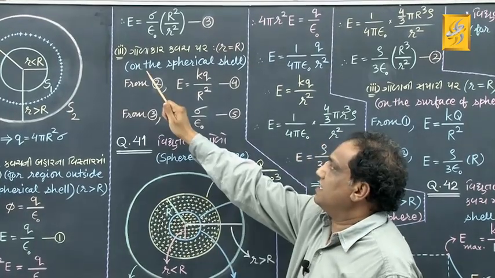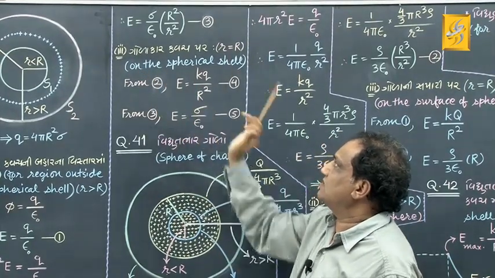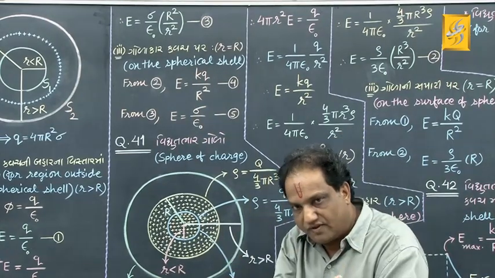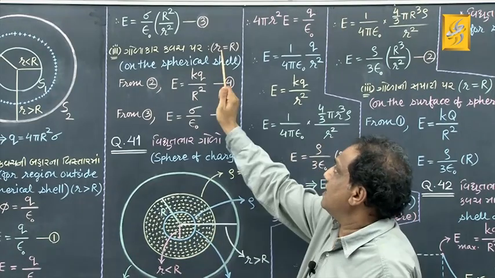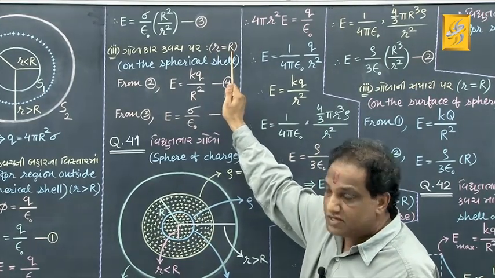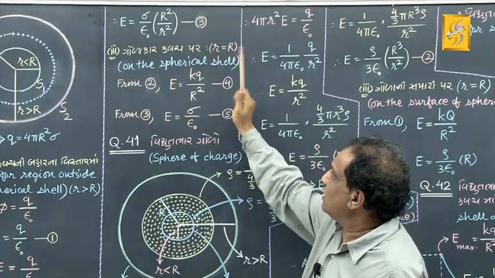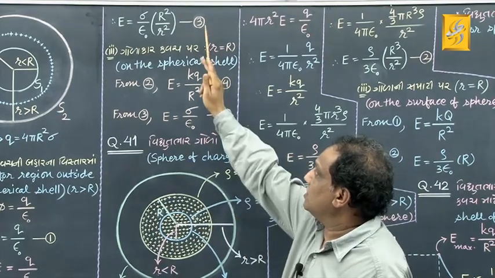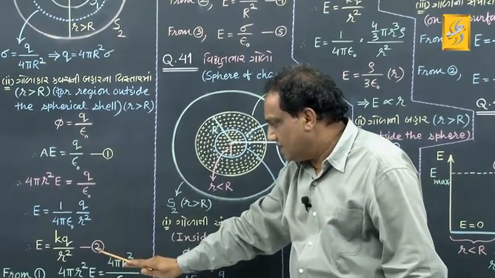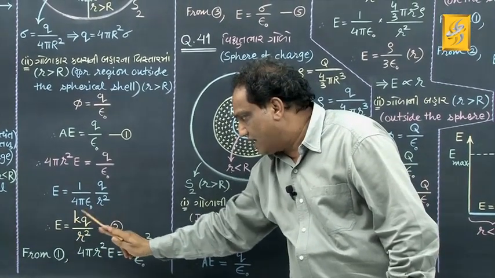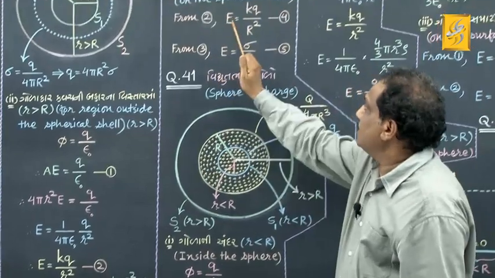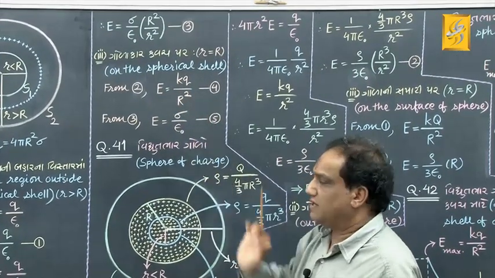Now we consider the case on the spherical shell, meaning on the surface of the spherical shell. When you are on the surface of the spherical shell, naturally r will be equal to capital R. So in place of small r, when you write capital R in equation number 2, then E equals kq upon capital R square.